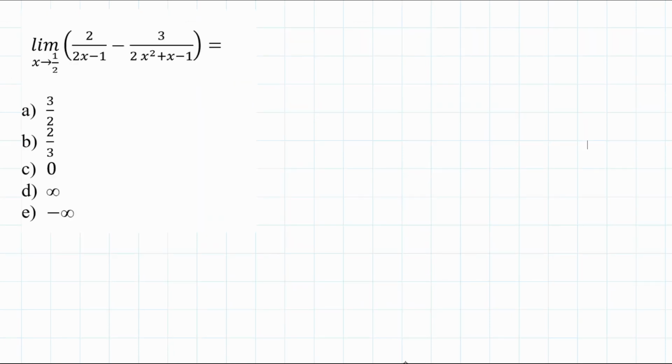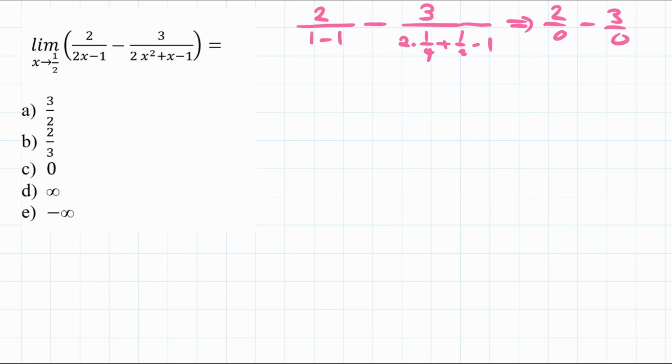For this limit, a direct substitution will result in 2 over (2 times 1/2, which is 1, minus 1), minus 3 divided by (2 multiplied by (1/2) squared, which is 1 over 4, plus 1/2, minus 1). So that goes to 2 over 0 minus 3 over 0. Well, we actually don't know whether we're coming to this 0 from the left or right, and also this 0, whether from the left or from the right. So this needs a bit of further investigation.